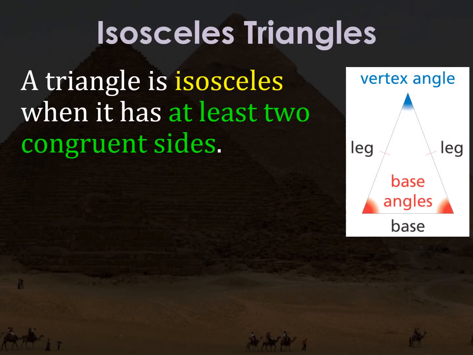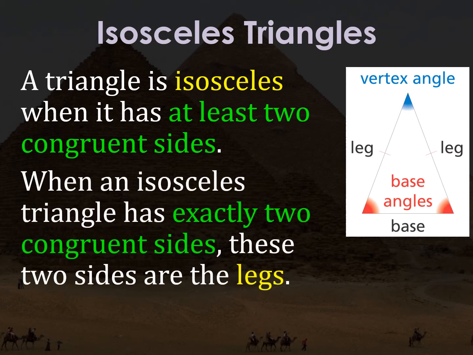As a matter of review, a triangle is isosceles when it has at least two congruent sides. Now, we're going to be learning some vocabulary when it comes to isosceles triangles, so if you need to write them down or circle them in your notes, go ahead and do that. When an isosceles triangle has exactly two congruent sides, these two sides are called the legs. So the legs of an isosceles triangle are the two sides that are congruent. They could be long, they could be short, they're just called the legs.